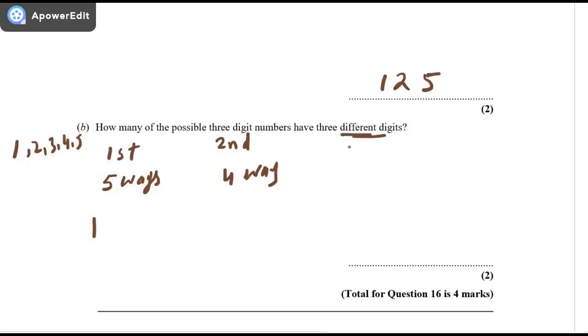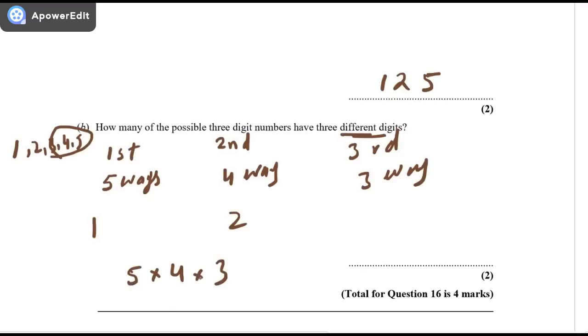Okay, again, the third one, we're going to have 3 ways. Why? Because if we choose 1 and 2, then you can't choose 1 and 2 again, so we have 3 numbers left, so then we have 3. Then if we times 5 times 4 times 3, 5 times 4 is going to be 20, 20 times 3 is going to be 60, so we have 60 different digit combinations. This is the answer for this question.